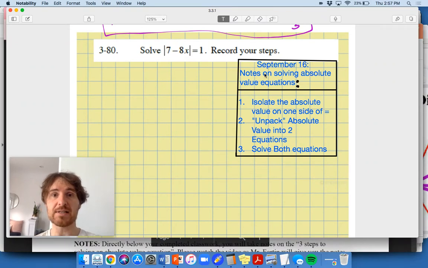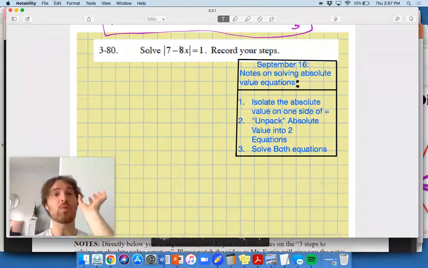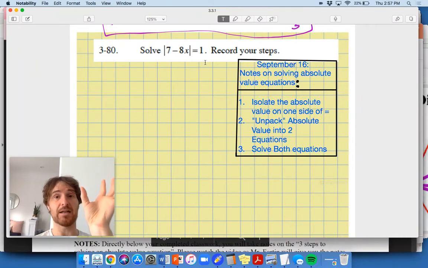What I've got here, September 16th, is notes on solving absolute value equations. I break this down into 3 steps. That's it, 3 steps. I've got absolute value here. What do I have to do? I have to think to myself, do I have my absolute value isolated? Okay, that's step one: isolate absolute value on one side of the equals.